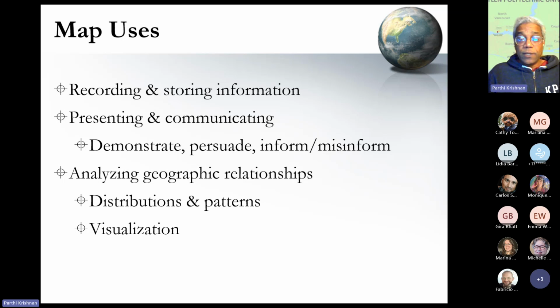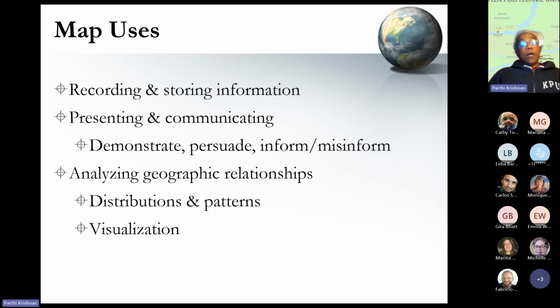So we often use mapping terms itself in our everyday use, such as, we say we want to map out our strategies. So maps can be used to not only demonstrate what we are trying to show, but also persuade people to accept what you're trying to show. And at the same time, we need to be cognizant of the fact that they can equally inform as well as misinform people about the true nature of the data that they are presenting.